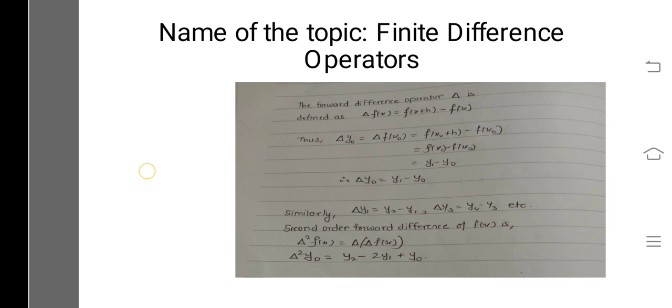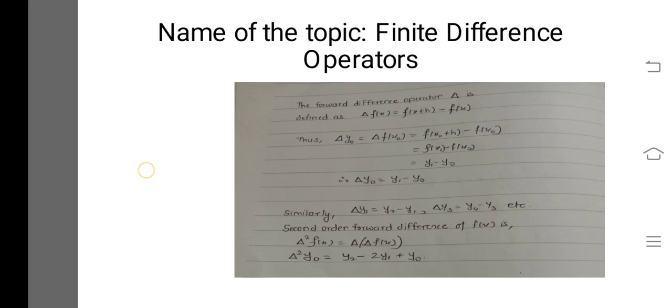The second order forward difference of f(x) can be defined as delta square of f(x), which is delta operating on delta f(x). For example, delta square y0 is y2 minus 2y1 plus y0. Similarly, we can define other higher order forward differences for the function f(x).